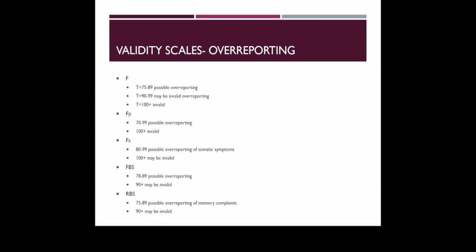So overall on these over-reporting scales, as the level of the score increases, you can see that the possibility of over-reporting clearly increases, and I've simplified it here, all the way to the point of being likely invalid. It is always absolutely crucial for you to then look at the extra test data. So what do I know about this person's psychiatric history? What do I know about their medical history? What do I know about their cognitive history? Do they have a history of a head injury, for example?